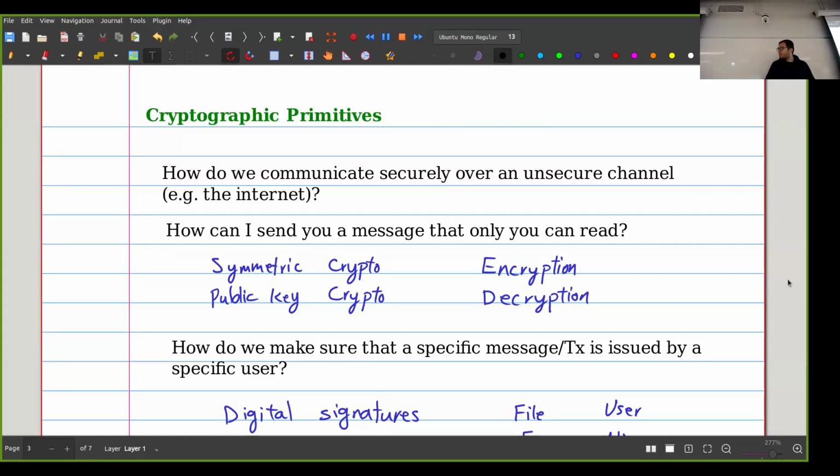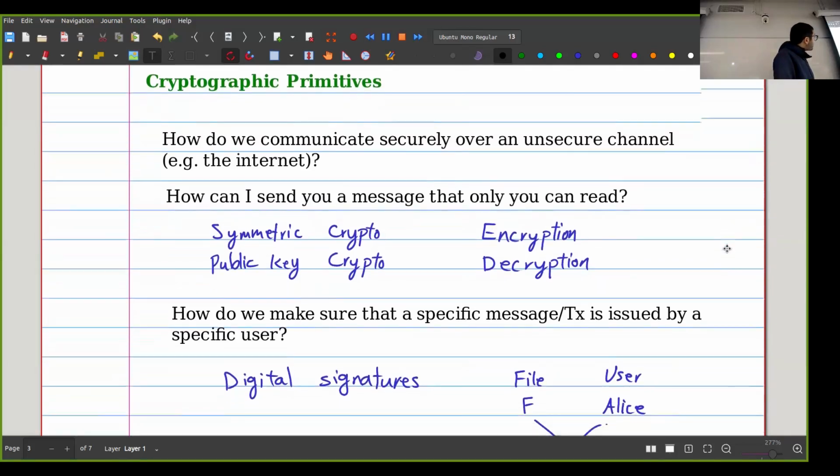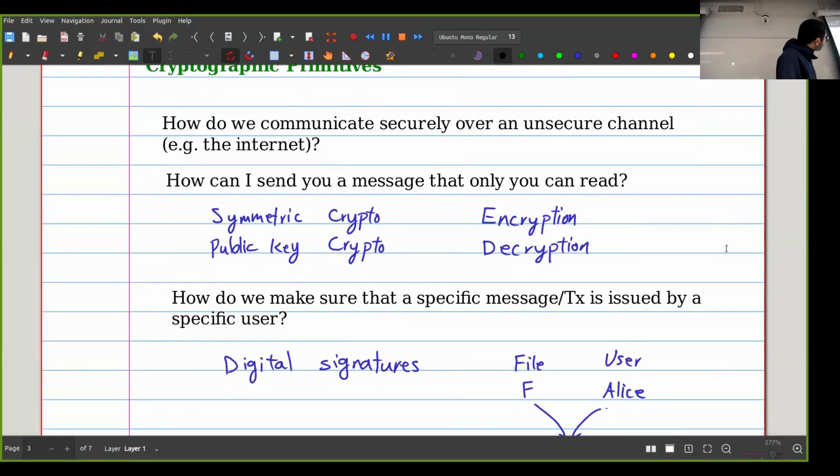So in the first few sessions of the course, you're going to see a bunch of things that might seem very unrelated to each other and very unrelated to money. But then at some point there is a lecture that puts all of them together and creates Bitcoin. Okay? So one of the questions that we will look into is the question of secure communication.